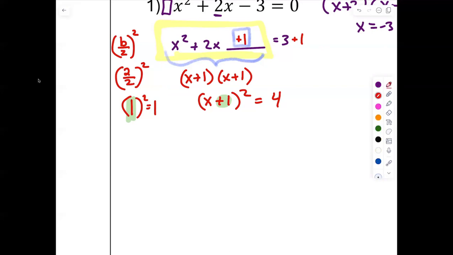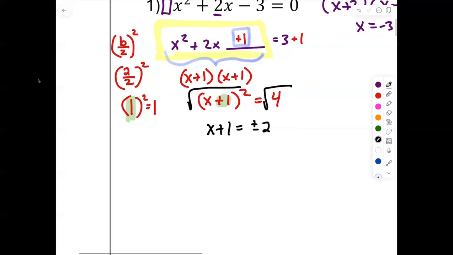Now, from there, those of you who were here yesterday know we just have to do what to both sides now? We take the square root. So now, x plus 1, what's the square root of 4? Be careful from yesterday. What did I tell you not to forget? Plus or minus 2. The answer is plus or minus 2.